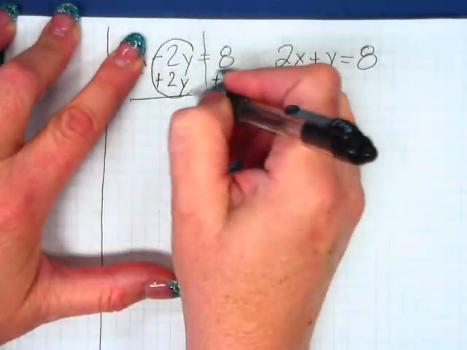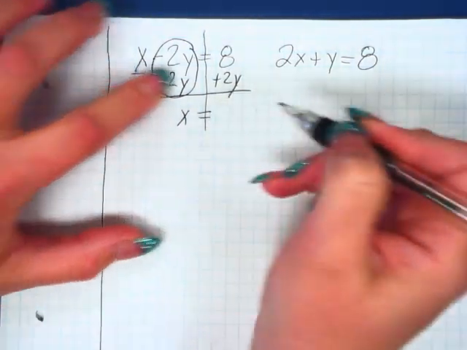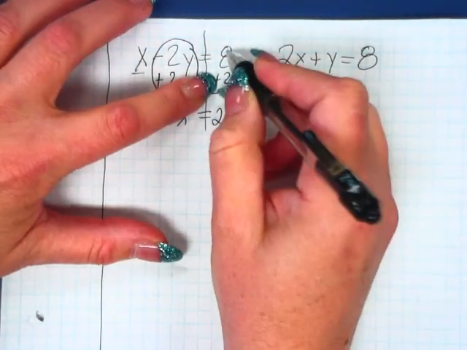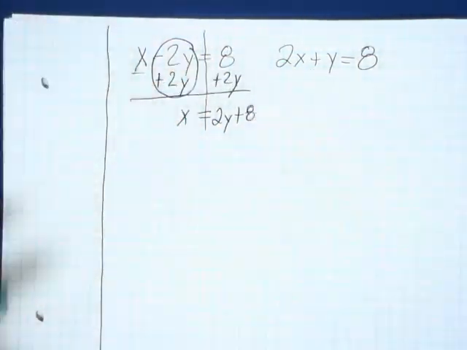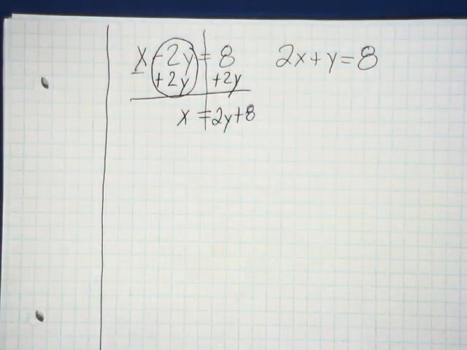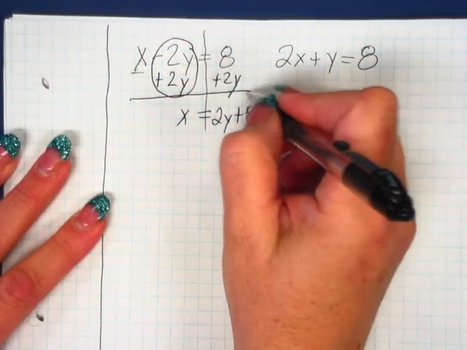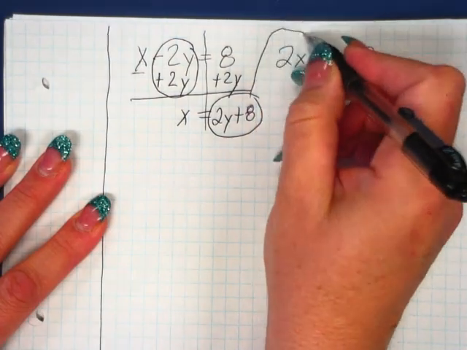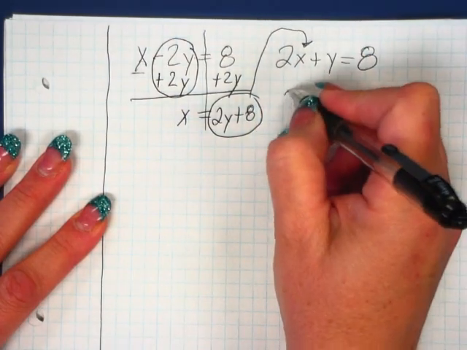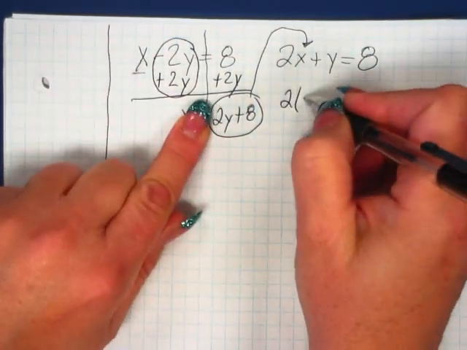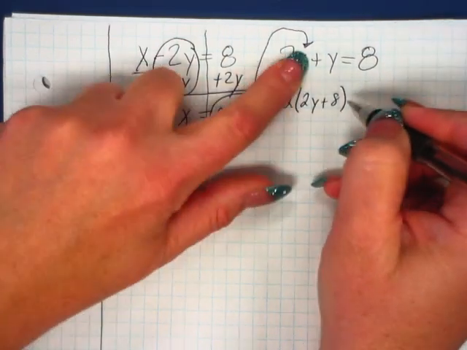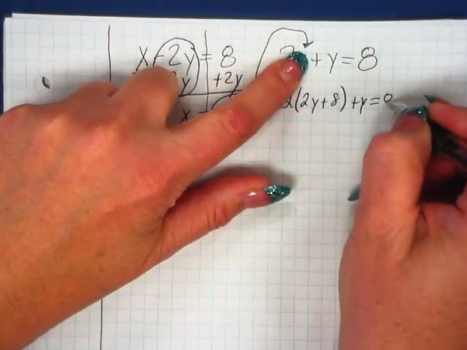Though that gave me the 0 and I have my x. And then over here I get 2y and positive 8. So now I have x is 2y plus 8. Now I'm going to plug that in. So I'm going to bring this up here where there's an x and plug it in. So 2 times x, and x in this case was 2y plus 8, plus y equals 8.